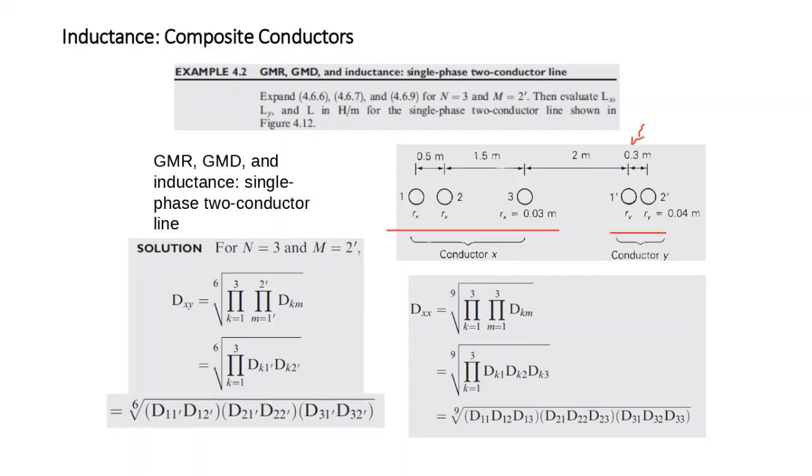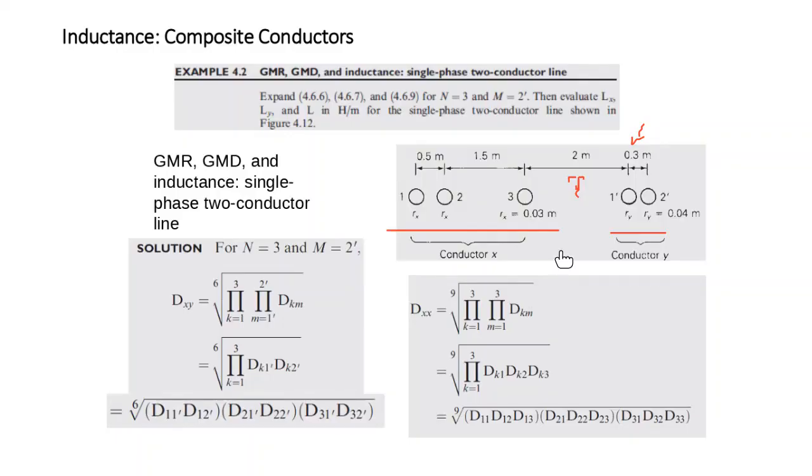And the distance between conductors is 2 meters between the last one and this one. 2 meters. So you need to know these distances. What do we want to find? We want to find the inductance. So this is a single phase. Conductor X consists of 3 conductors. Conductor Y consists of 2 conductors.